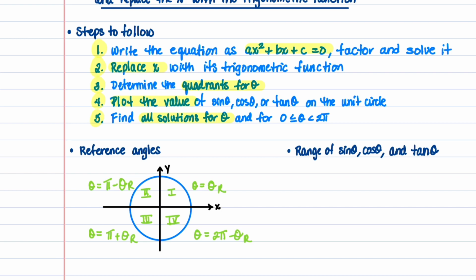Let's make a note that sine theta and cosine theta range between -1 and 1. So if sine theta or cosine theta is equal to a value less than -1 or greater than 1, we're not going to have a solution. And then let's also remind ourselves that tangent theta can range between -infinity to infinity. So with tangent theta, we'll always have a solution.